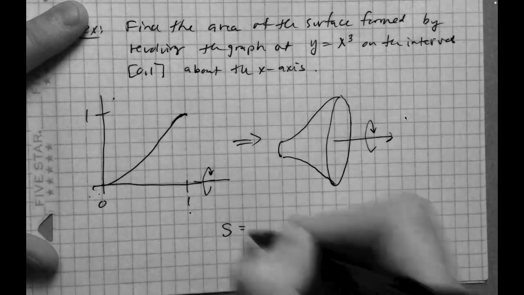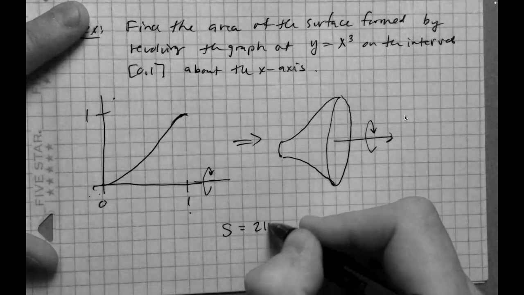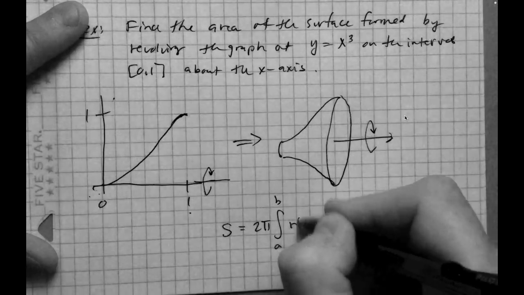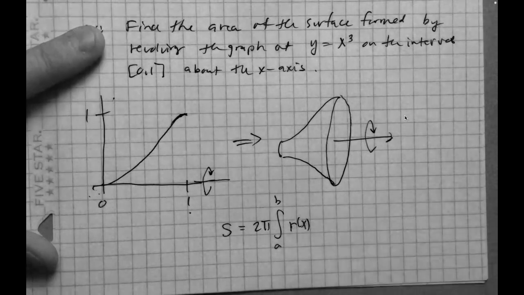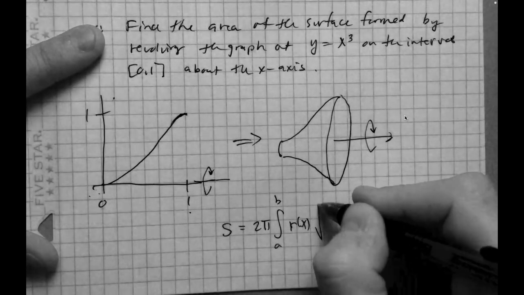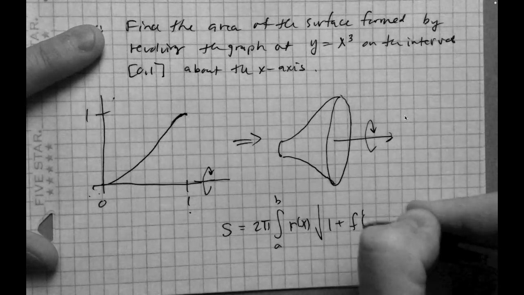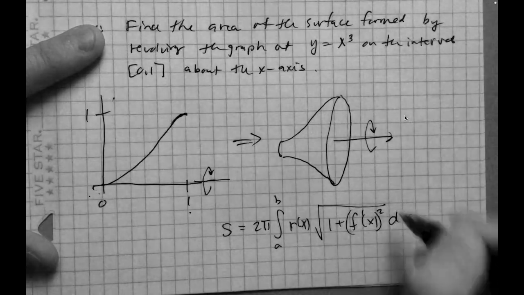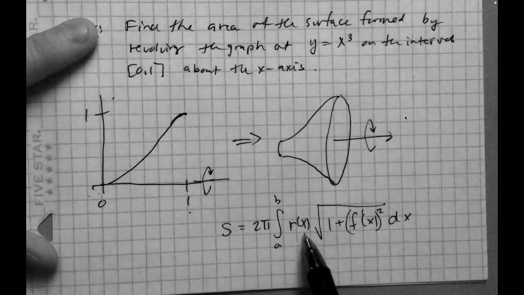So s here is equal to, what are we all looking for? The integral from a to b, and then there's this r of x out front, which is the radius function, and then there's the square root of 1 plus f prime of x, and we gotta square that. Okay, so it looks like that. So where's the r of x here?